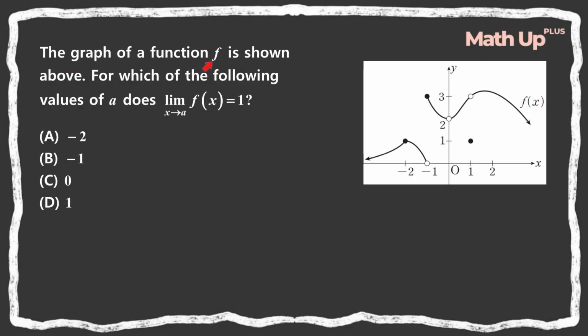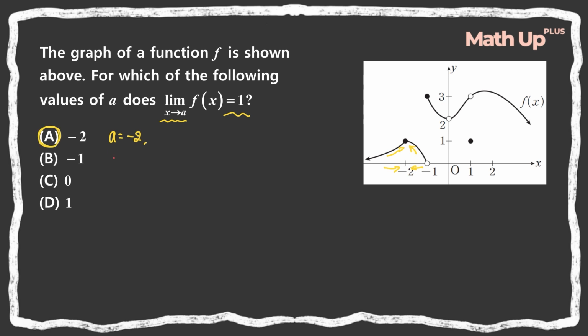The graph of a function f is shown right here. For which of the following values of a does the limit as x approaches a of f(x) equal 1? Alright, if a is equal to -2, which means as x approaches -2, from the left-hand side it approaches 1. From the right-hand side, it approaches 1, right? So the limit value is equal to 1. So the answer is A.